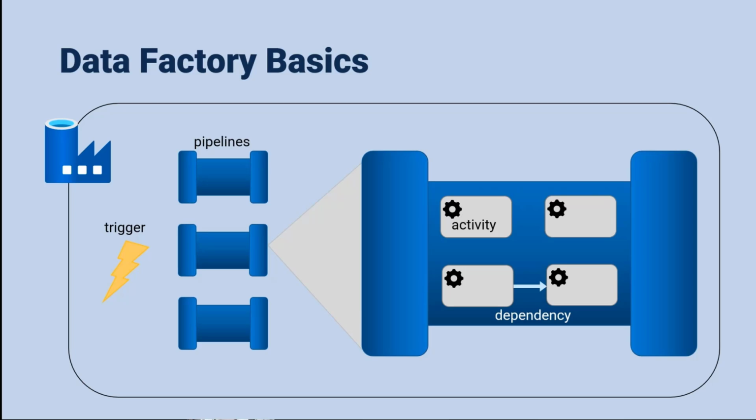And within each pipeline are one or more activities. This is where the work actually happens. And these activities do things like copy data from one database to another. They set a variable or call a REST API. Activities can be standalone, or they can have dependencies on each other.